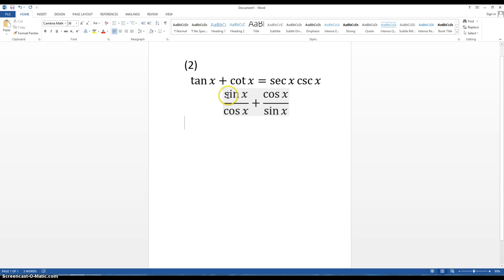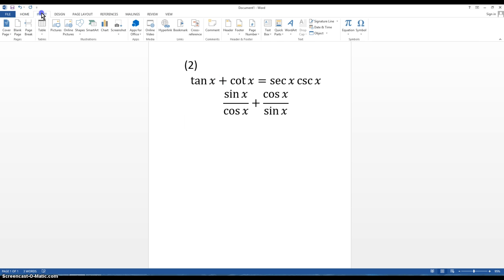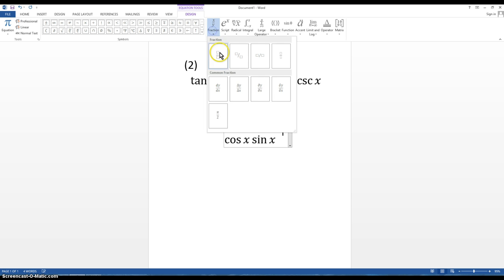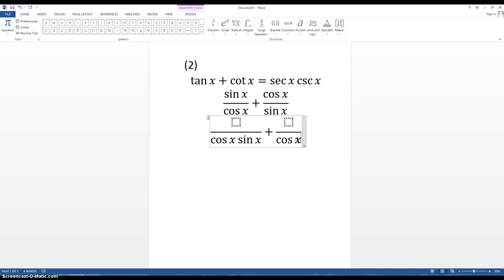Okay, so now we have a fraction over here plus a fraction with different denominators. So what do you think we need to do? Correct, we need to find a common denominator. And in this case, our common denominator for both will simply be cosine of x times sine of x for the first part, plus, and I'll do the exact same denominator for the second part.